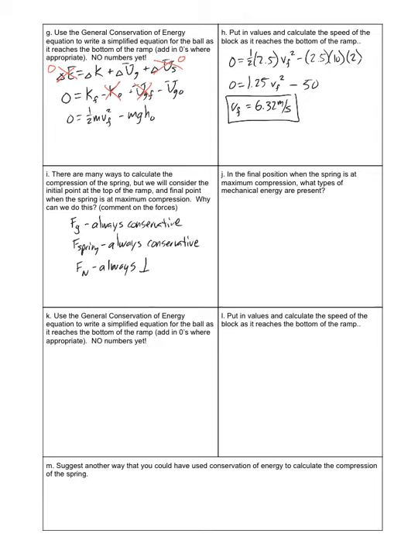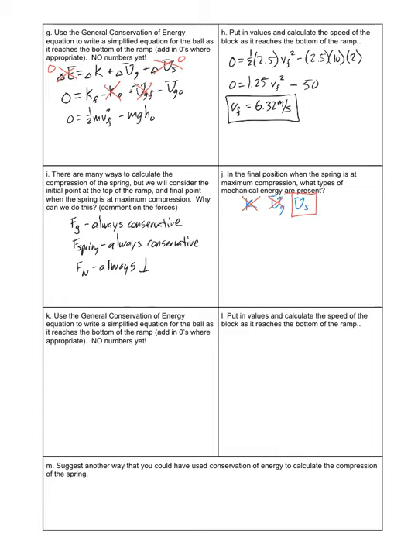And so in letter J, it says, in the final position when the spring is at maximum compression, what types of mechanical energy are present? Well, we've got kinetic, gravitational, and elastic. There's no kinetic energy. We talked about that in class. Remember, when it gets to the maximum compression, that's when it slows down and stops just for that instant before it springs back in the other direction. So we're looking for that instant when the kinetic energy is 0, when the speed is 0. There's no gravitational because it's still at that 0 height. So therefore, the only type of energy we have present is the elastic potential.